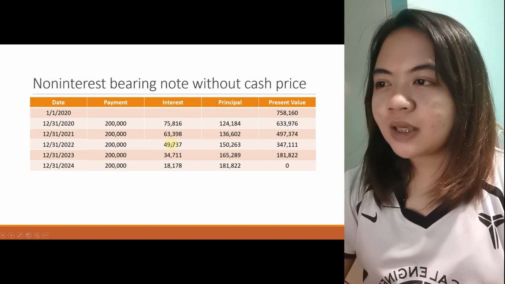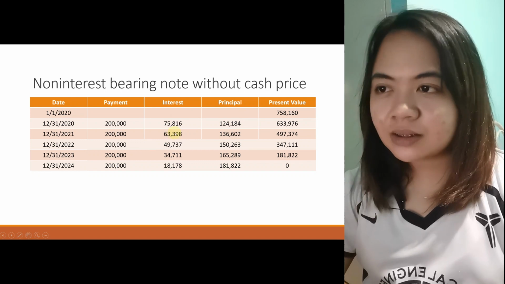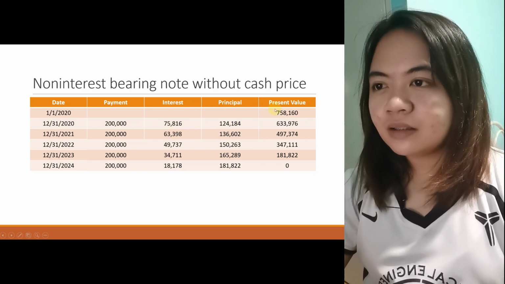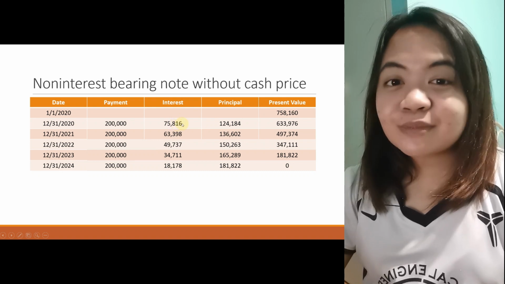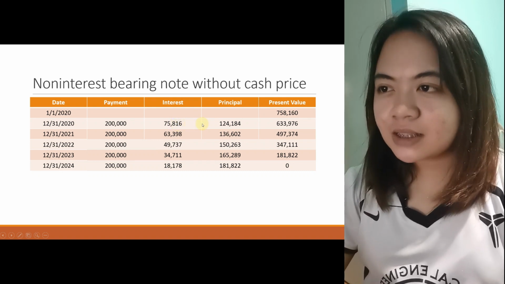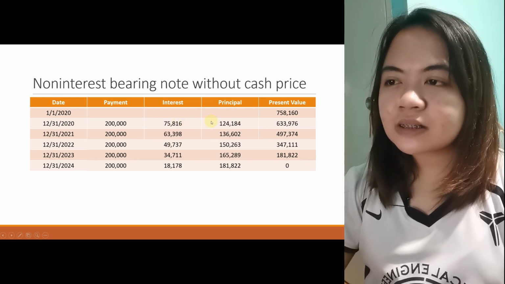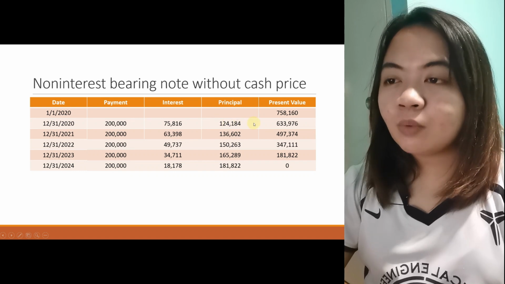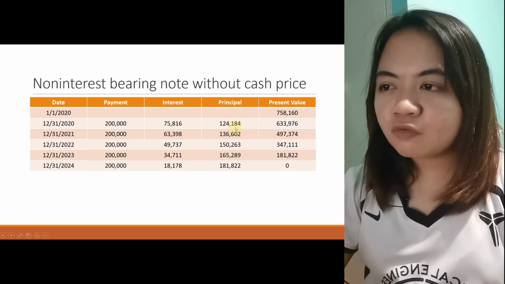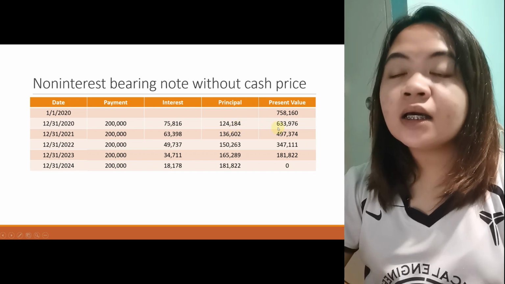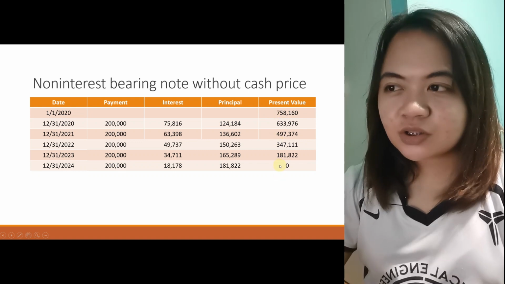Then, the interest. How do you get this? You just multiply the present value by the effective rate of 10%. Kasi wala namang stated rate, the effective rate. Okay, 758,160 times 10%, you have 75,816. Okay, then you just less 200,000 less 75,816, you have principal payment of 124,184. Then 758,160 less 124,184, you get 633,976. Okay, hanggang sa maubos siya. So 5 years, that's how you do it.